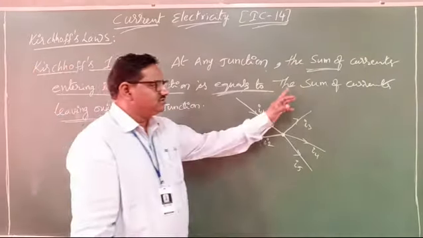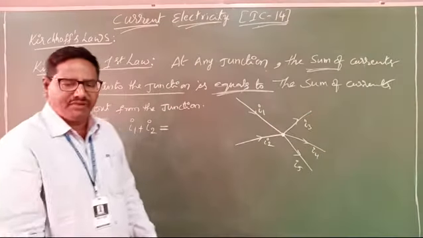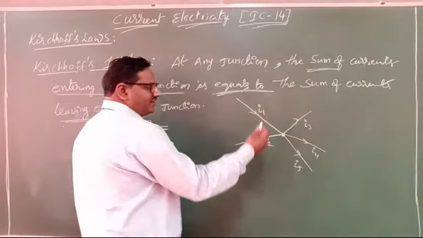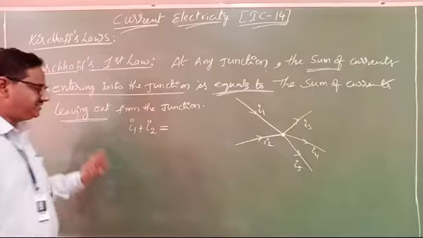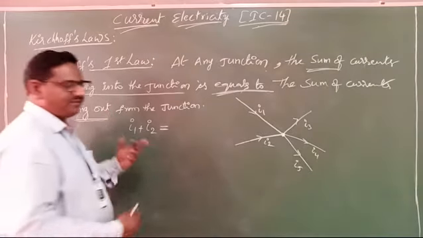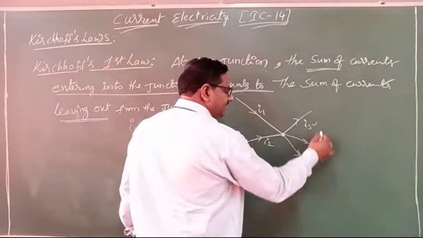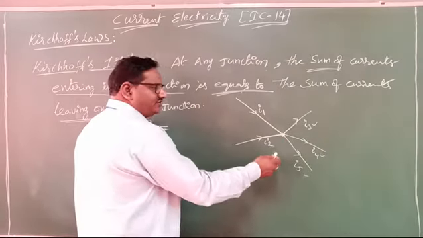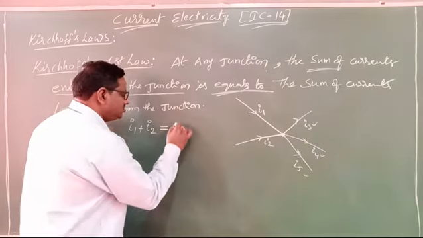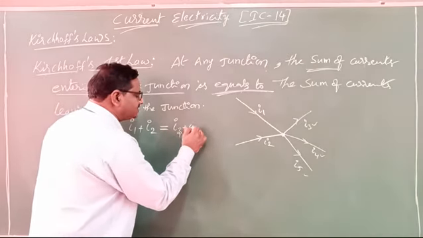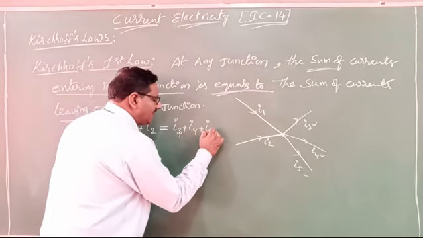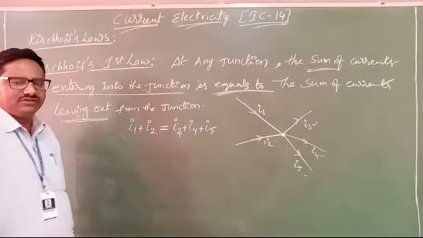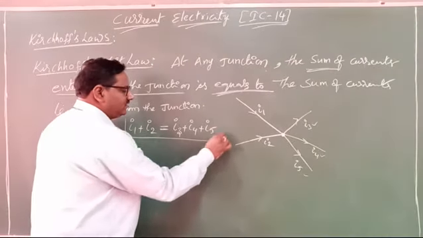Next, the sum of currents leaving out from the junction. What are they? I3, I4, I5. So the sum is I3 plus I4 plus I5. This is Kirchhoff's first law.